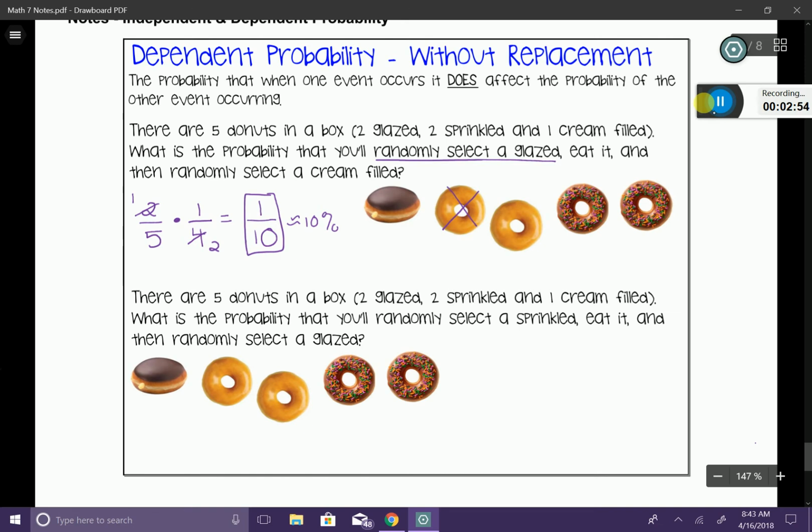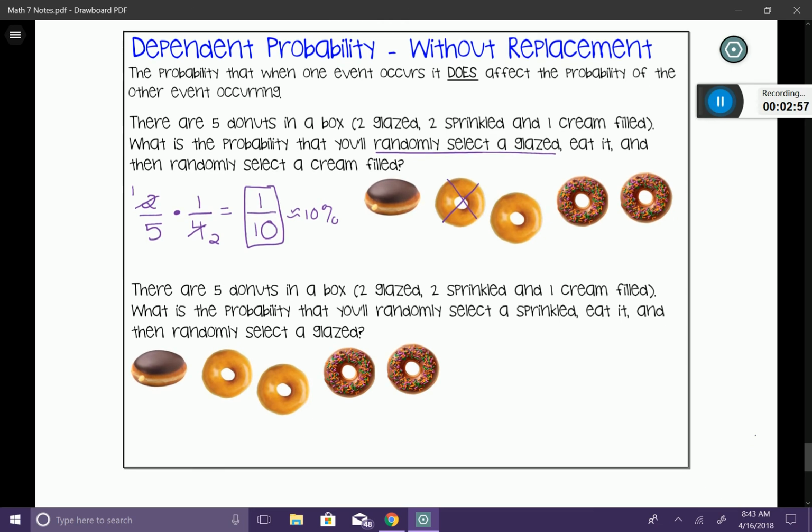Okay, let's try another one. We're still looking at the same box of donuts. We have 2 glazed, 2 sprinkled, and 1 cream filled. This time I want to know, what is the probability that you'll randomly select a sprinkled donut, eat it, and then randomly select a glazed? Let's do the same thing here. What are the chances that I'll randomly select a sprinkled? Well, I have 2 sprinkled out of the 5 donuts in my box.